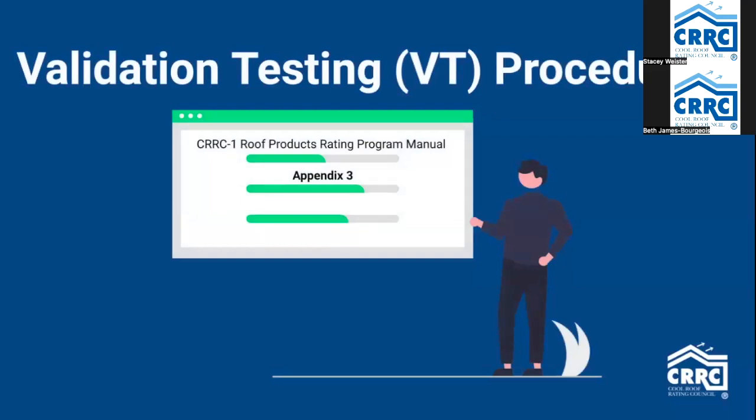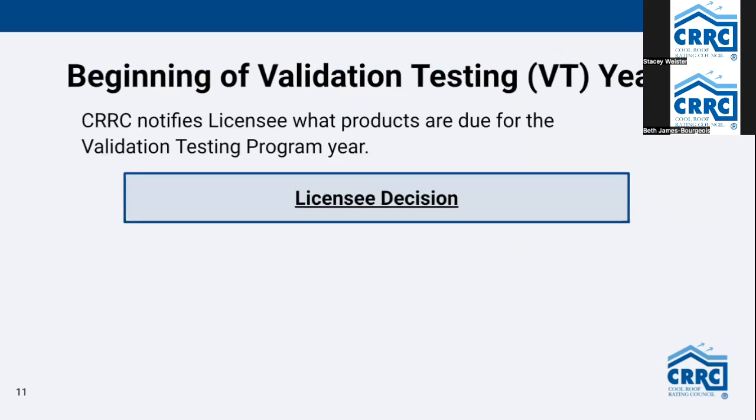Now that we've had a brief overview of the VT program, let's take a quick walk through the VT procedures, which can be found in Appendix 3 of the CRRC-1. The CRRC will notify licensees what products are due at the beginning of each year. It is the responsibility of the licensee to initiate validation testing at the beginning of each year, providing adequate time for the lab to submit VT test results to the CRRC prior to the end of the year, including second tests if they are required.